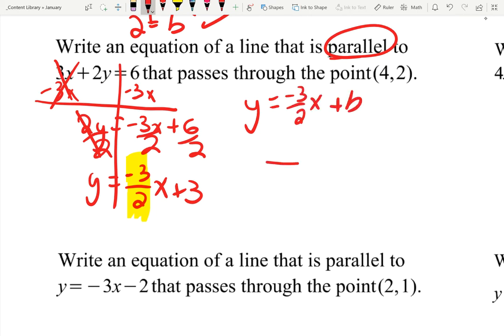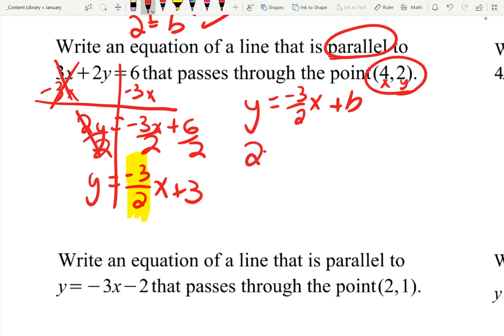Again, in my equation I don't have the b value. I don't know what that number is. That's the only thing that's missing, but I do know that my slope will be the same. So if the original equation had a slope of -3/2, my equation will have the same slope of -3/2. But we're going to do what we did in the last problem, which is plug in the x value and the y value given to us by this point, and then solve for b.